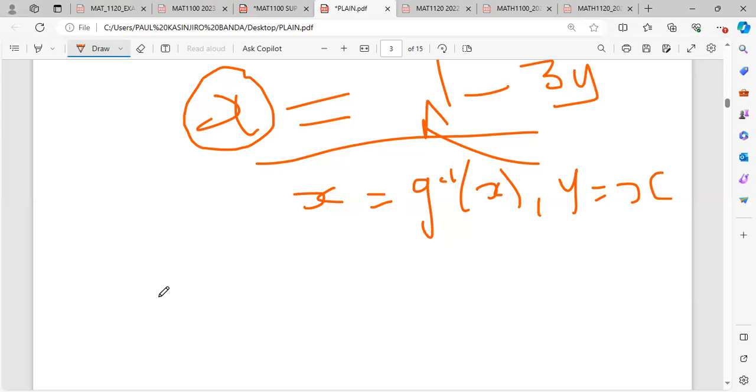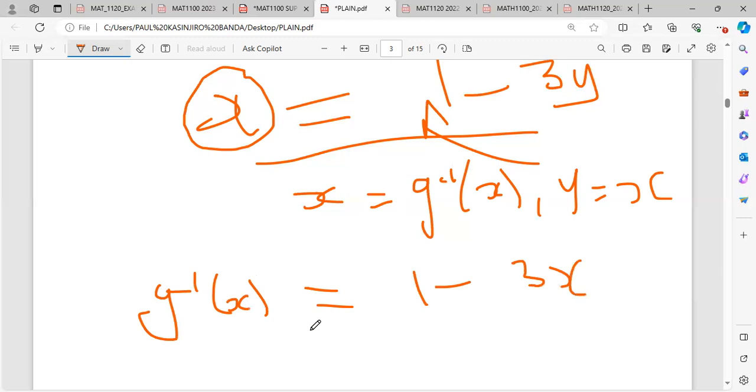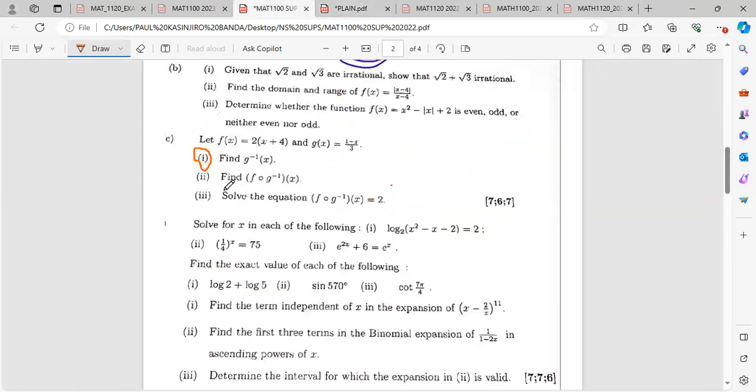So the g inverse of x will be equal to 1 minus 3, wherever there's y, you put x. Okay, so this here is our inverse. Very simple. Then what's the following question?